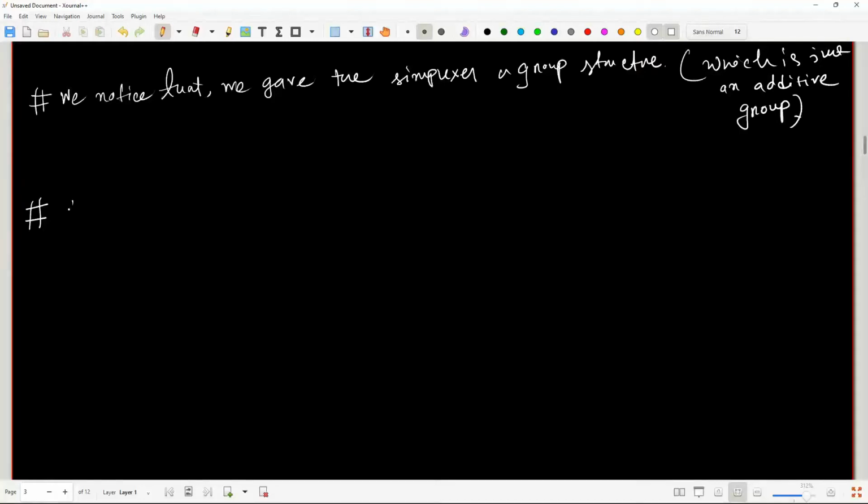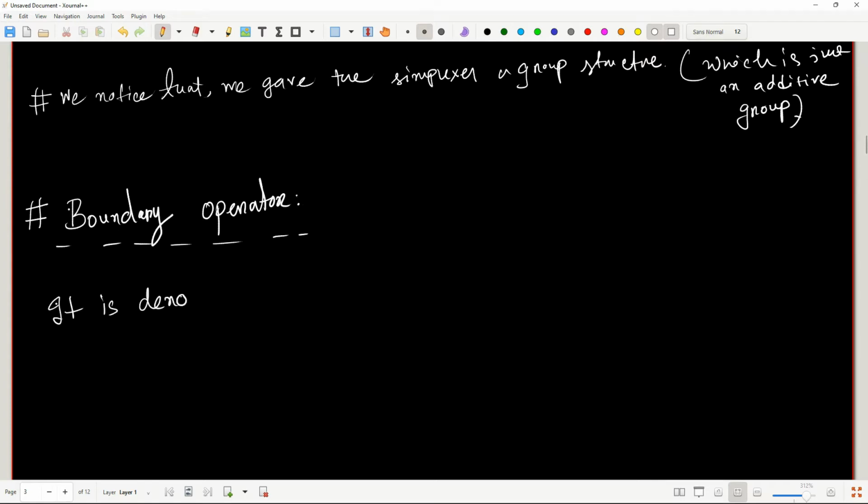Boundary operator. The boundary operator is defined as follows. Okay, so let me first write how it is denoted. It is denoted by some sigma n, and this is called the n boundary operator.